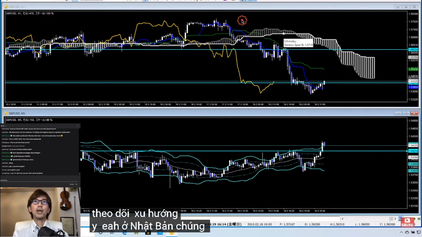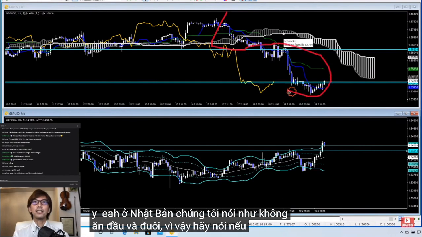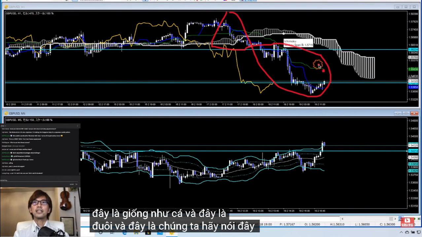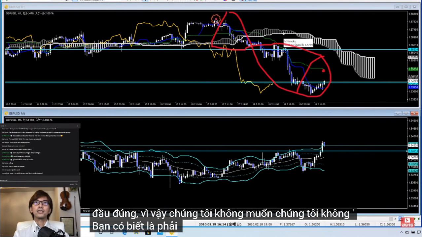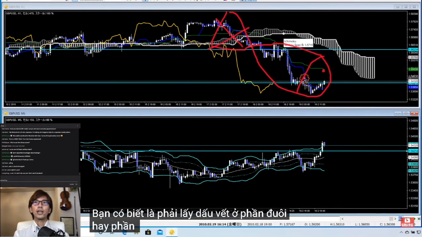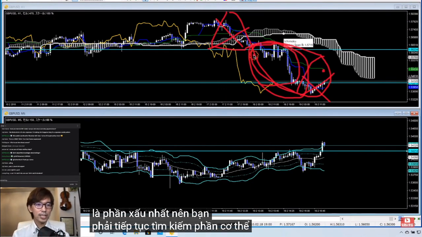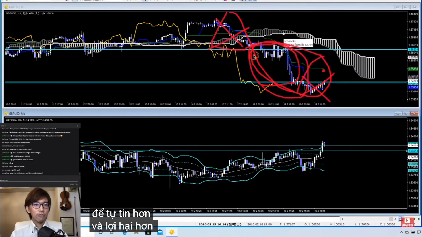So yeah, in Japan we say don't eat the head and tail. So let's say this is the fish, and this is the tail, and this is the head, right? So we don't wanna take trades on the tail part or the head part. But the body part is the most delicious part. So you have to keep looking for the body part to be more confident and to be more profitable in the long run.